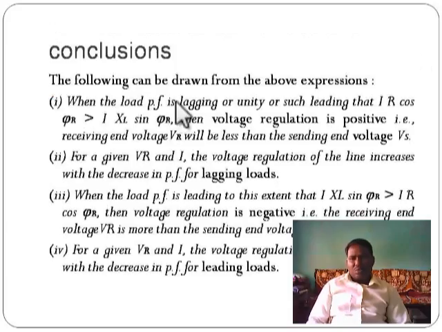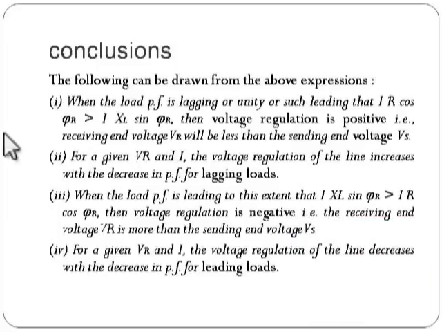So based on those two expressions, we have four conclusions. When the load power factor is lagging or unity or such leading that I R cos φ_R is greater than I X_L sin φ_R, then voltage regulation is positive. That is, receiving end voltage V_R will be less than the sending end voltage. Yes, in most of the cases, this happens. At the receiving end side, we are not getting the actual voltage as we are sending at the sending end side, so the voltage is dropped due to this reason only.